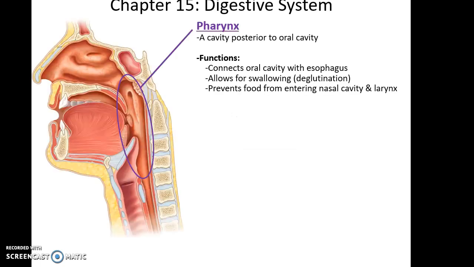So, the pharynx is a cavity or space posterior to the oral cavity. Its functions include connecting the oral cavity with the esophagus. It helps to allow for swallowing, also known as deglutition, and it prevents food from entering the nasal cavity, and also prevents food from entering the larynx, which would be bad.